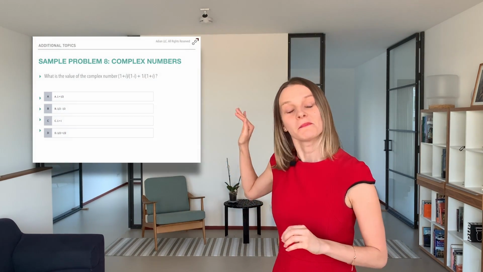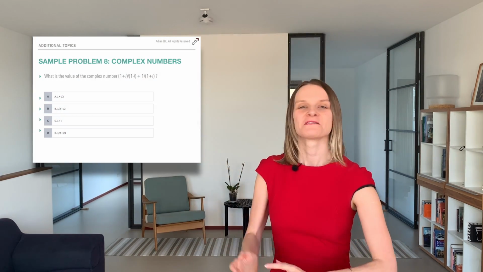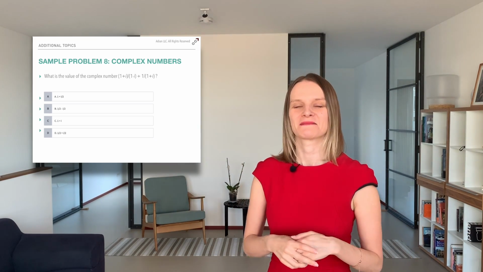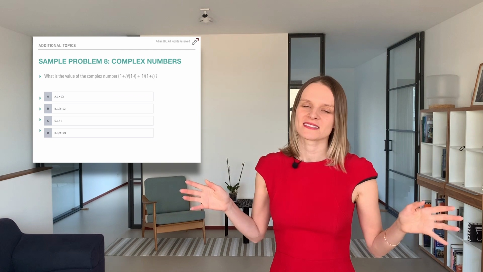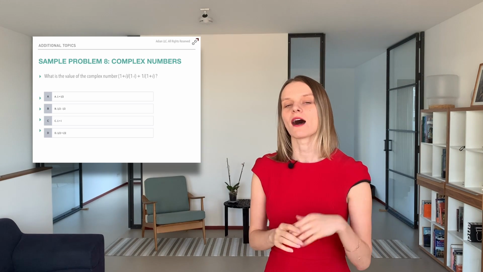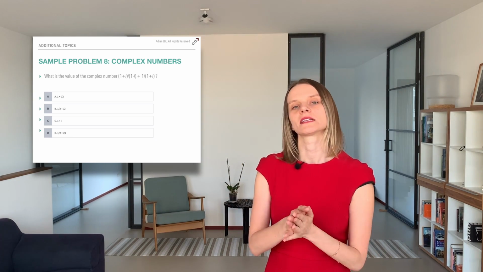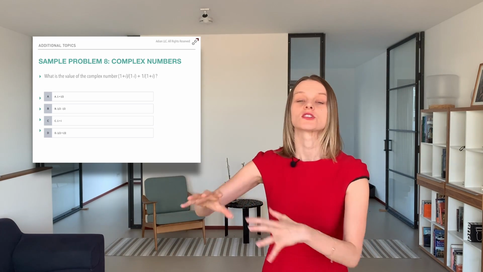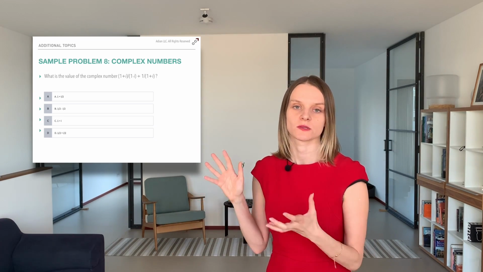And finally, let's talk about sample problem 8 with complex numbers. Now it sounds so complex, and I know that this is the last problem that we'll see here in the mathematics subsection, but honestly it's not that complex. So what's the value of this complex number expressed here? Now as you start to look at this, all that you need to remember is that this is essentially just square root of -1. So it's just a mathematical representation of this expression.